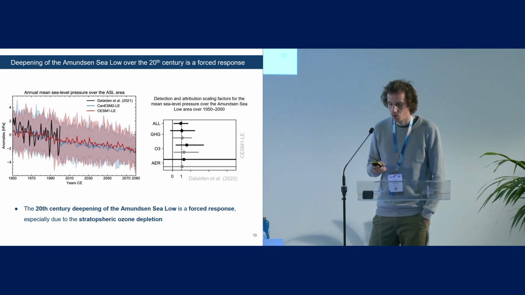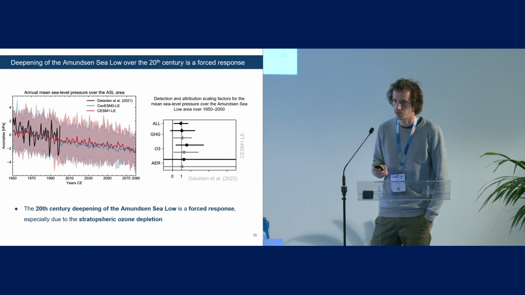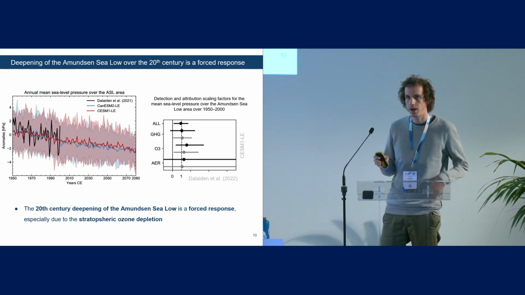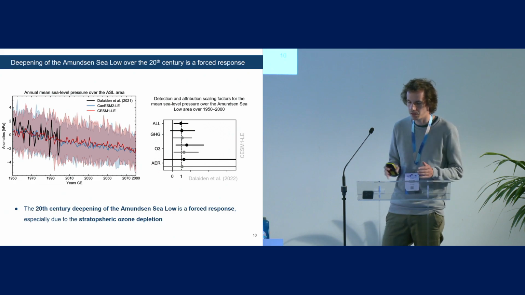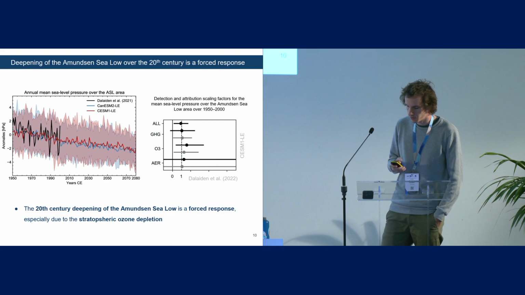First of all, what we see is that the deepening of the Amundsen Sea Low is a forced response because the scaling factor for all forcing doesn't cross the zero line. And our results also show that the main forcing responsible for this deepening of the Amundsen Sea Low is the stratospheric ozone depletion. So it really links the paleo, so the past variability, with the future variability of the Amundsen Sea Low.